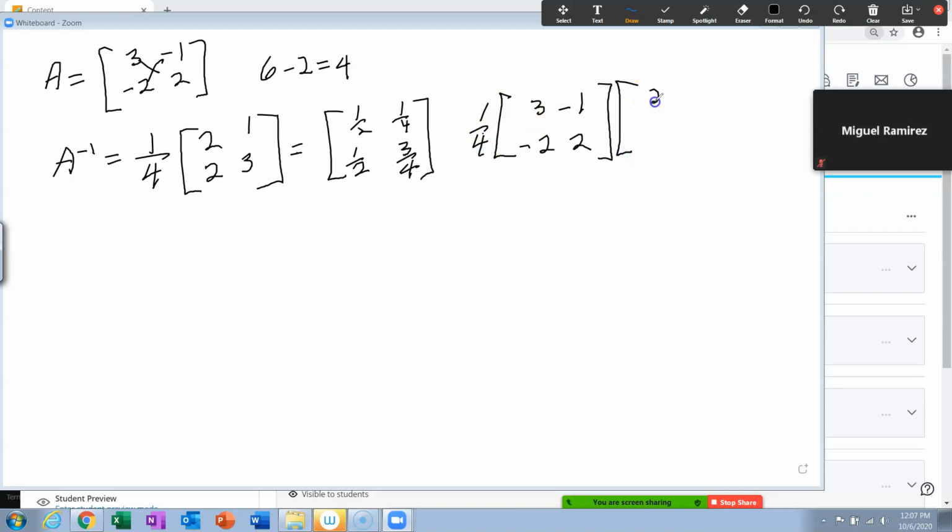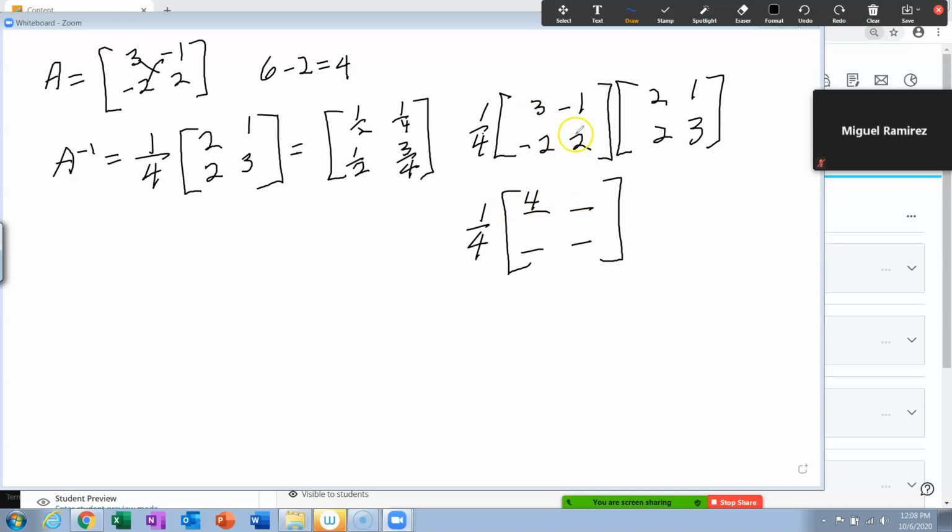And that would be 2, 1, 2, 3. That's what we found the inverse to be. Okay? So let's multiply and see. That would be 1/4 of a 2 by 2 matrix. First row, first column: first row here, first column there. 3 times 2 is 6, minus 2 is 4. That's looking good.